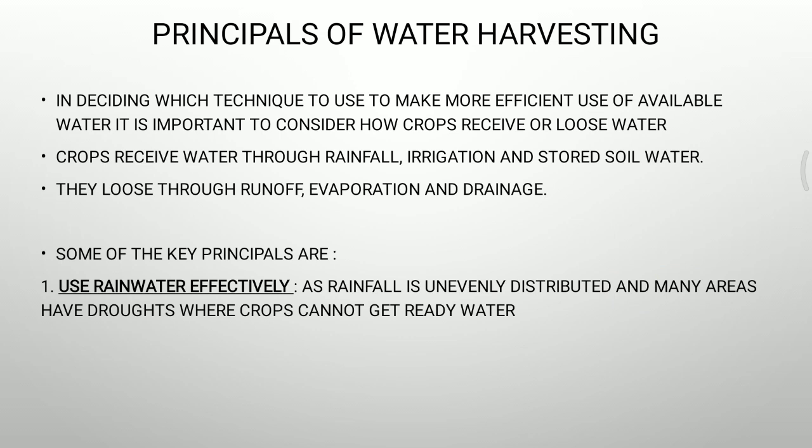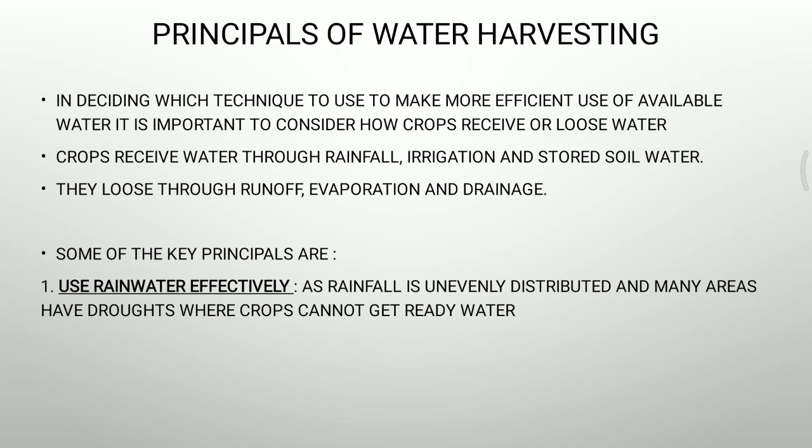So first one is, crops receive the water through rainfall, irrigation and stored soil water. So there is rainfall, and there is irrigation that we do artificially, the humans do, and the stored soil water, that is, soil will always have some amount of water. They lose water through runoff, evaporation and drainage. So they mainly lose water through runoff. Second one is evaporation through their stomata. Third one is drainage.